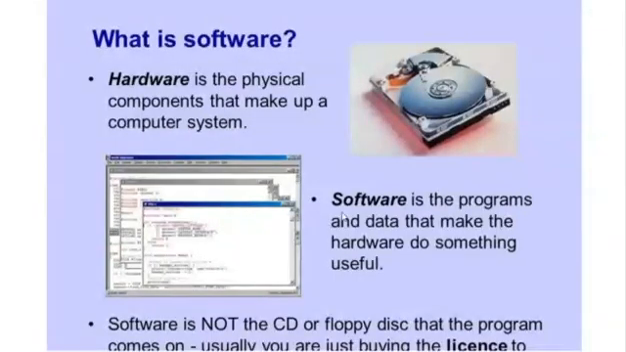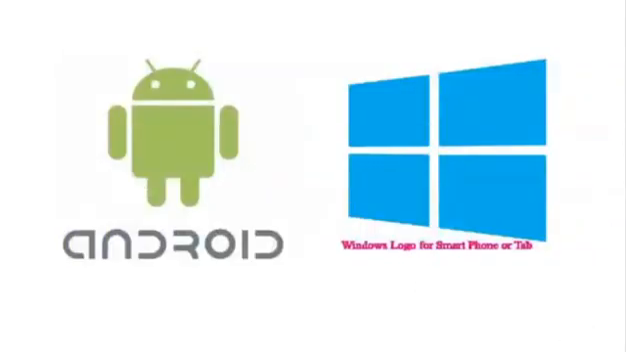something useful. That means software is not the CD or floppy disk that the program comes on. Usually you are just buying the license to operate them. Here you can see the picture of the Android logo of Android system, and on the right side the Windows logo for smartphone or tab.